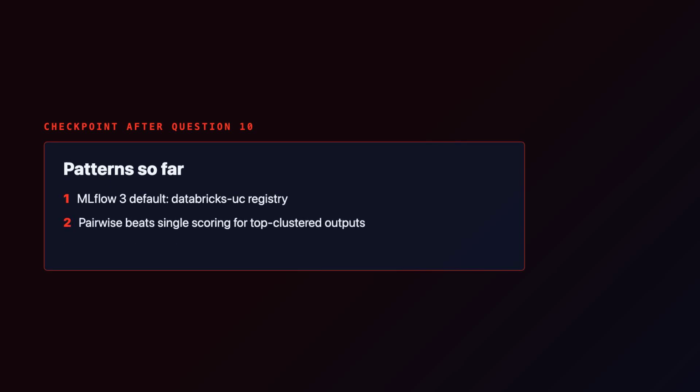MLflow 3 defaults to Unity Catalog, not the workspace registry. Pairwise comparison outperforms independent scoring when outputs cluster at the top. Feature serving is purpose-built to inject sub-second values at inference time.